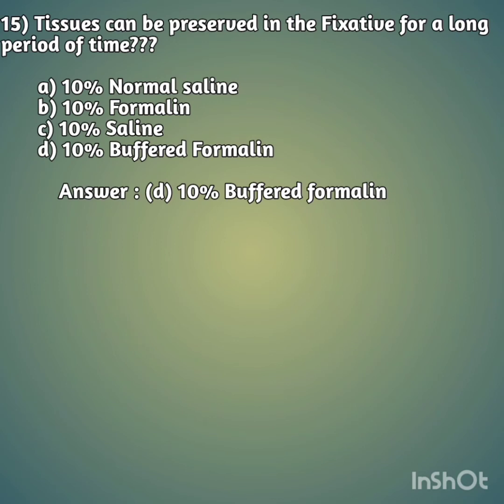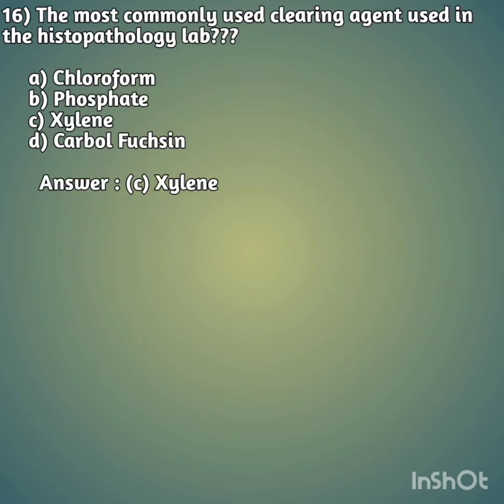Okay, moving on to our 16th question. The most commonly used clearing agent in the histopathological lab. H&E staining also uses a clearing agent. So the most commonly used clearing agent, what is it? Your options A chloroform, option B phosphate, option C xylene, and option D carbamazepine. So friends, your right answer is option C xylene. Xylene is the most commonly used clearing agent in the histopathological lab.